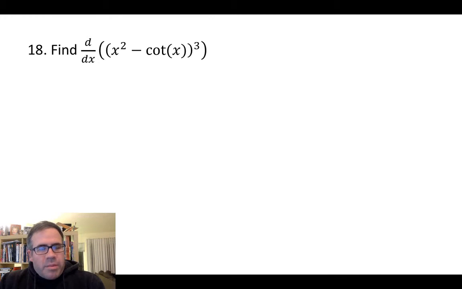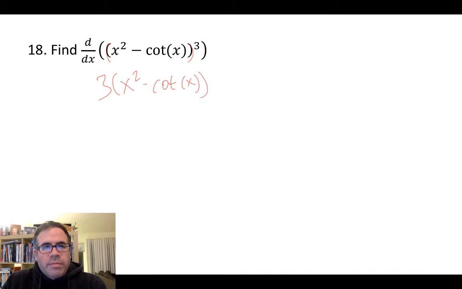So we look at this, and we've got a complicated thing we're finding the derivative of. We need to find out what the innermost and the outermost thing is. And the outermost thing is we're taking this and we're raising it to the third power. So the outermost thing is a power rule. So we apply the power rule. 3, whatever's on the inside, which is x squared minus cotangent of x, to the second power, right?